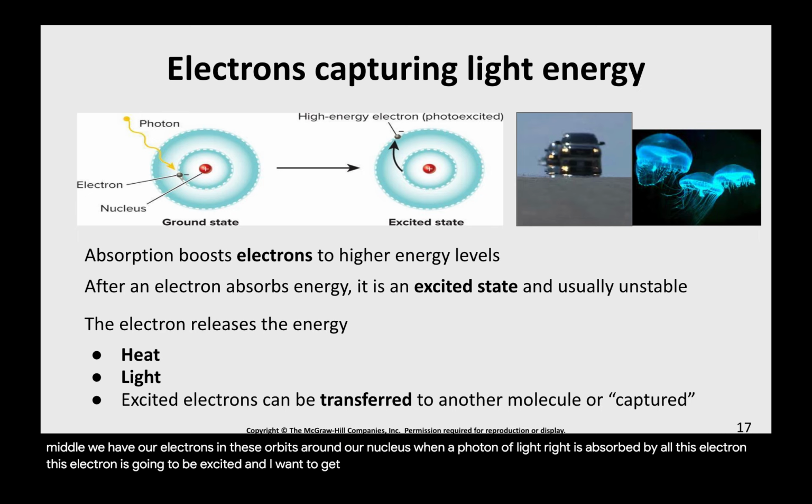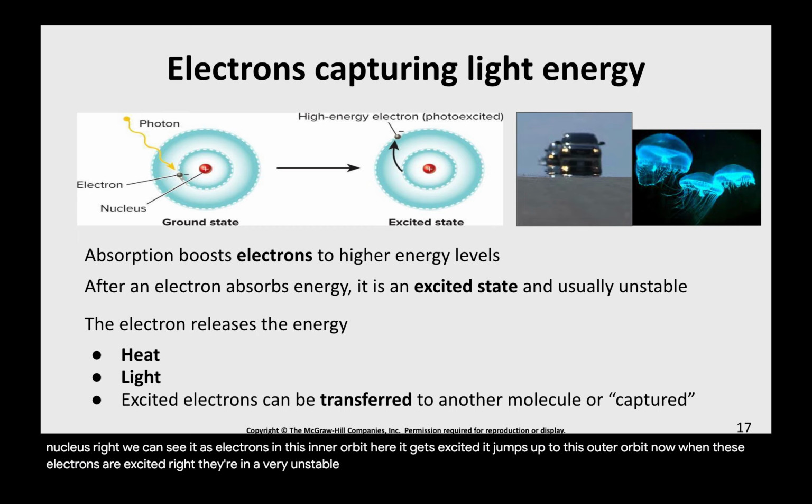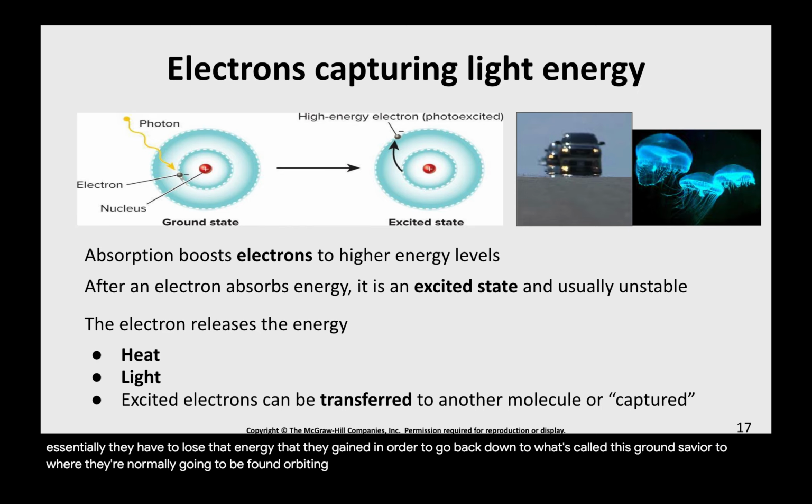And when it gets excited, it's essentially going to jump an orbit to be further out from the nucleus. We can see that this electron is in this inner orbit here. It gets excited. It jumps up to this outer orbit. Now, when these electrons are excited, they're in a very unstable state. These electrons don't want to be in this unstable state. So essentially, they have to lose that energy that they gained in order to go back down to what's called this ground state here, where they're normally going to be found orbiting this atom.